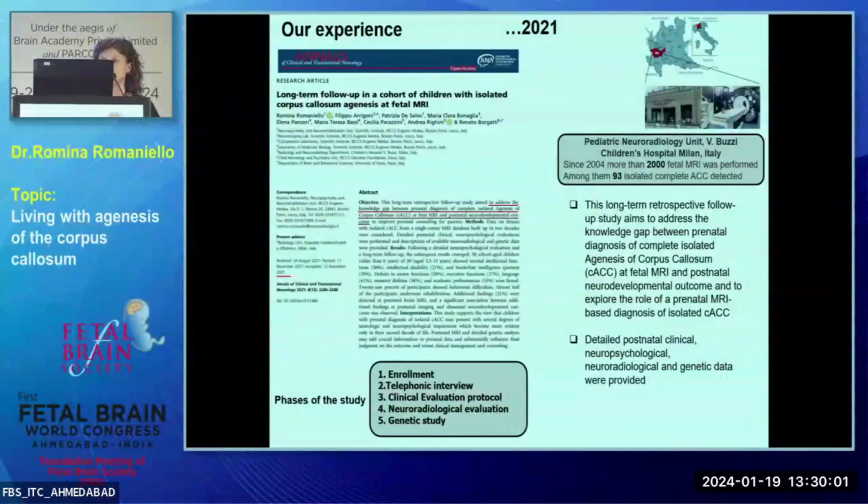This long-term retrospective follow-up study aims to address the knowledge gap between prenatal diagnosis of complete isolated agenesis of corpus callosum at fetal MRI and postnatal neurodevelopmental outcome, and to explore the role of a prenatal MRI-based diagnosis of isolated complete ACC. Detailed postnatal clinical, neuropsychological, neuroradiological and genetic data were provided. The study had 5 phases: enrollment, a telephonic interview, a clinical evaluation protocol, a neuroradiological evaluation, and genetic study.